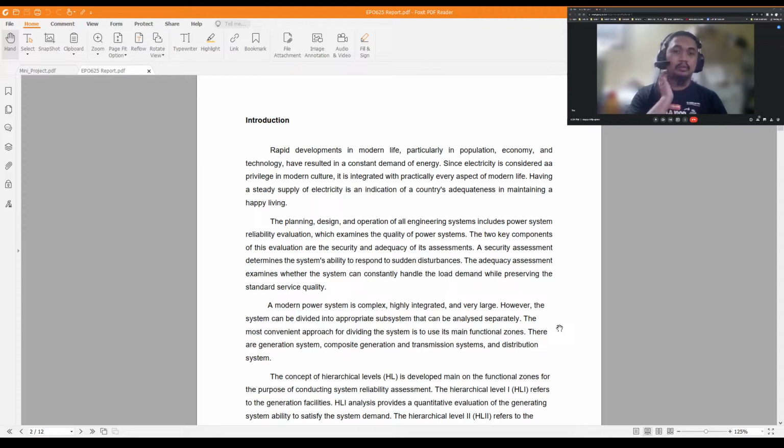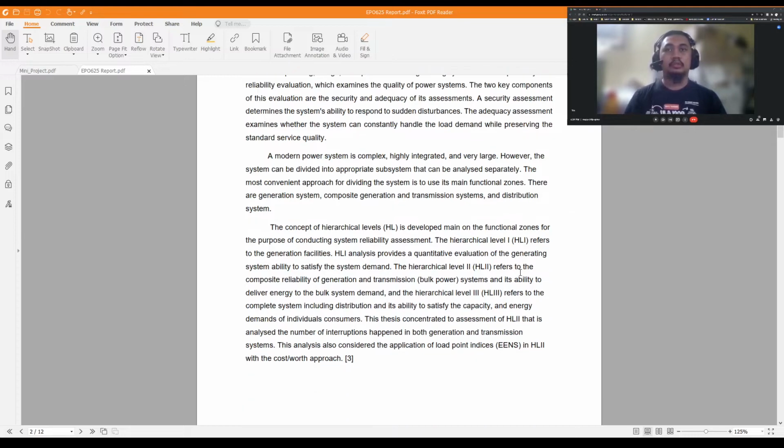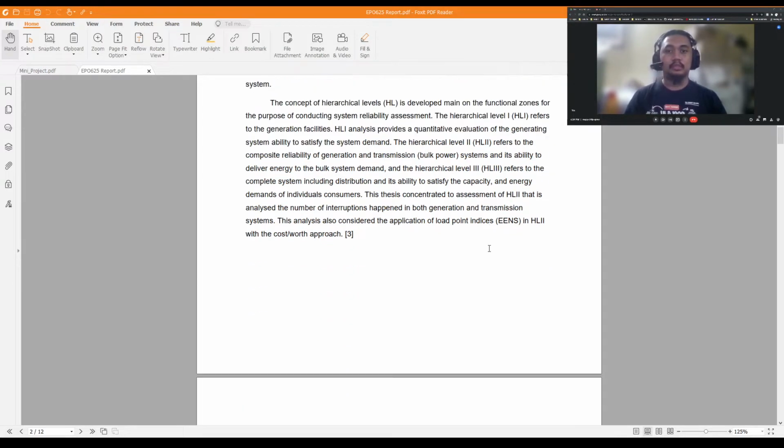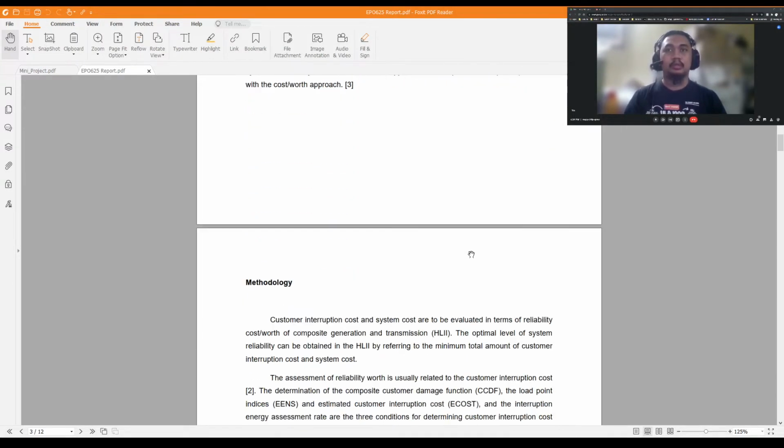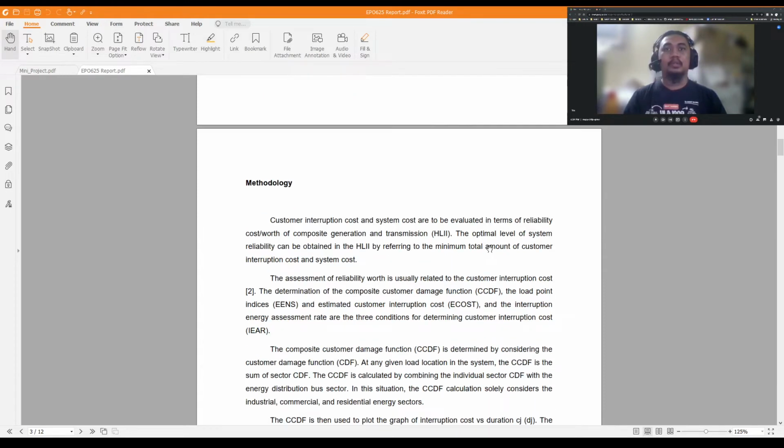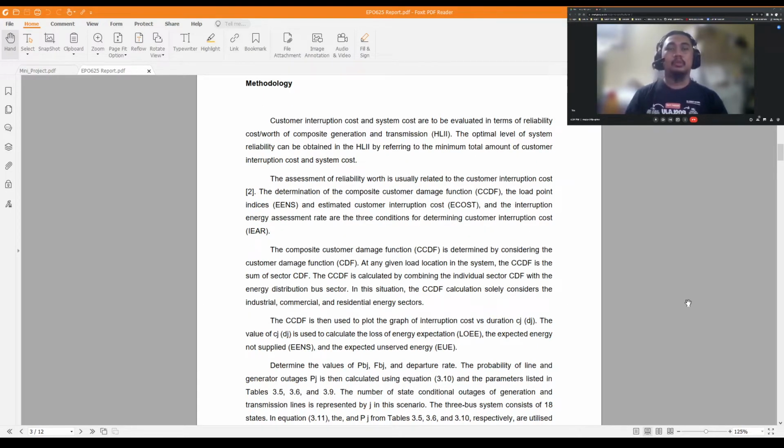Basically, what it means is that since we are living in an ever-growing country, a constant supply of electricity would be needed. So this mini project would be about that. So, for our methodology on our mini project.